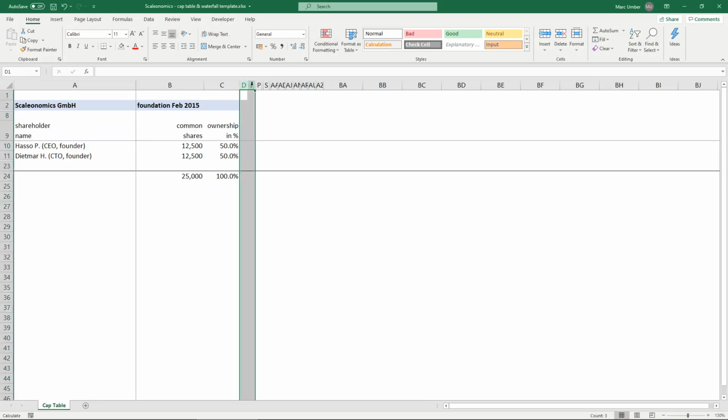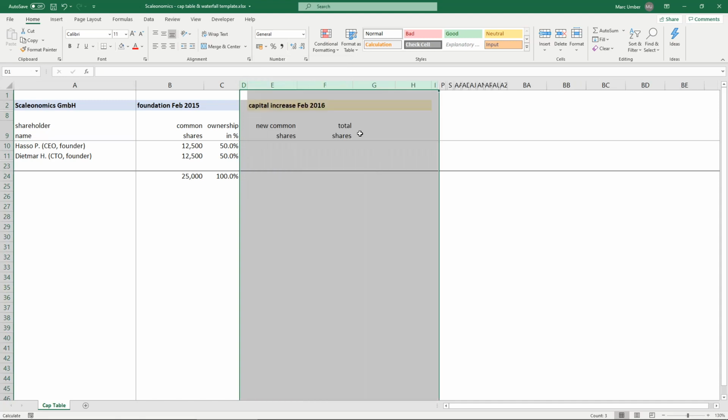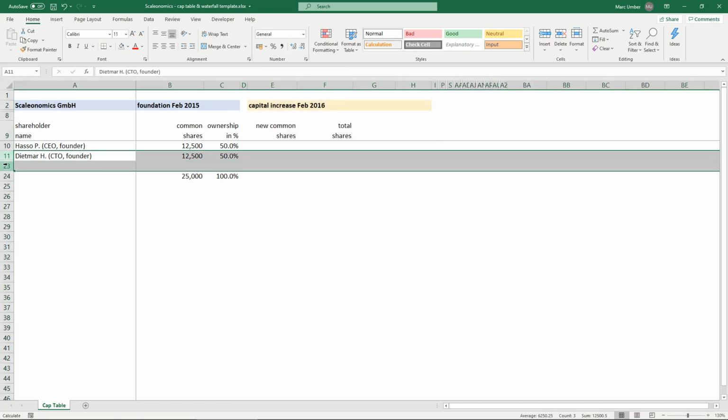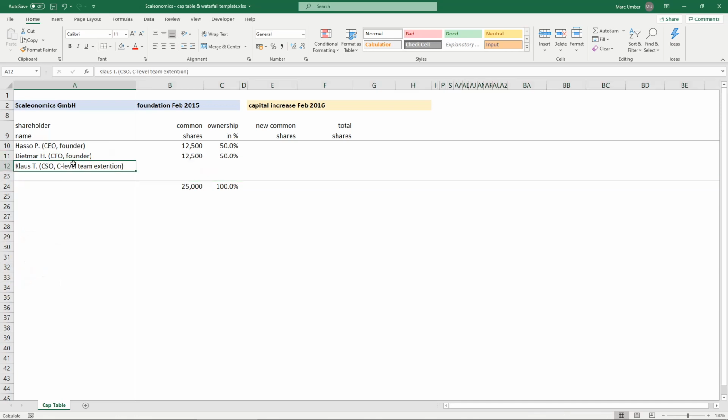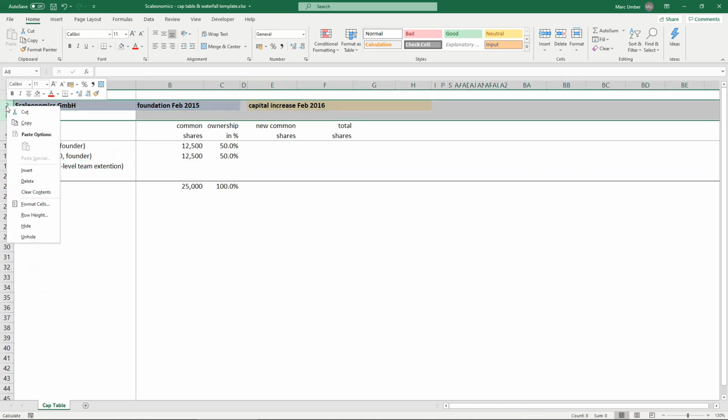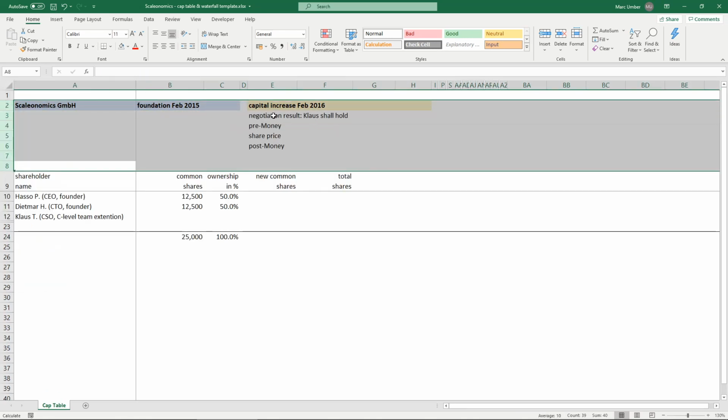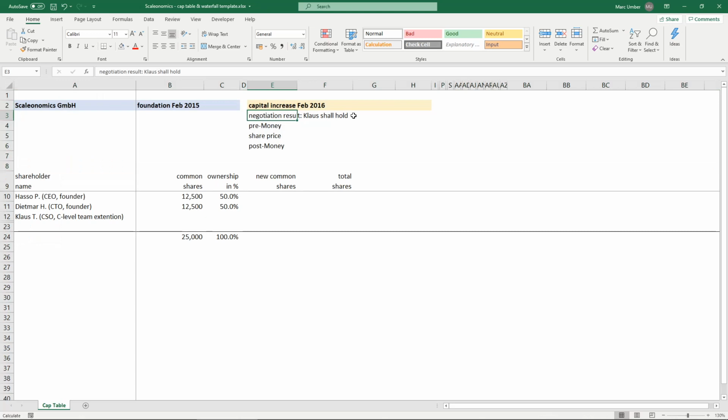Now, to model this team expansion, I'm going to unhide a couple of columns and rows which I prepared. So Klaus will become a member of the team of Scalonomics, and the negotiation result is that Klaus shall hold 15% of Scalonomics. Now, there are basically two ways of how to achieve this goal. One way would be that Hasso and Dietmar sell some of their shares in such a way that Klaus will hold 15% of the outstanding capital of 25,000.